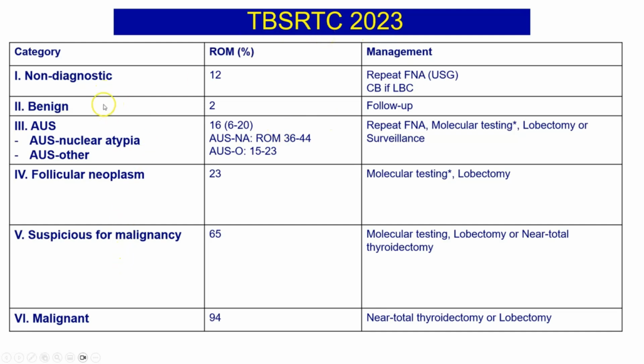This is a 6-category system: non-diagnostic, benign, AUS, which stands for atypia of undetermined significance. There is a separate video giving an overview of this AUS category: follicular neoplasm, suspicious for malignancy, and malignant.